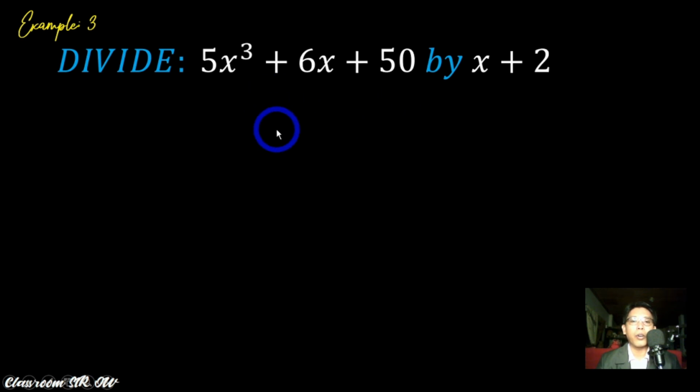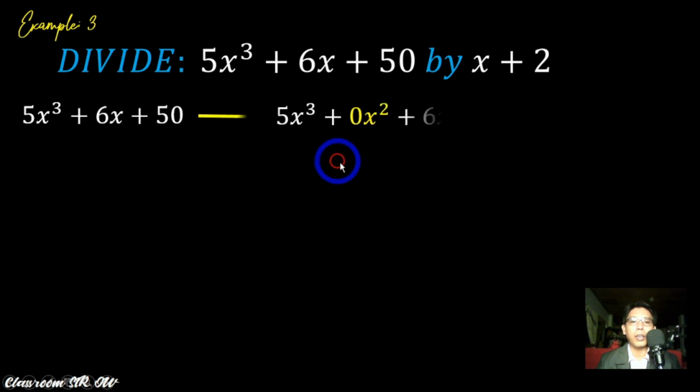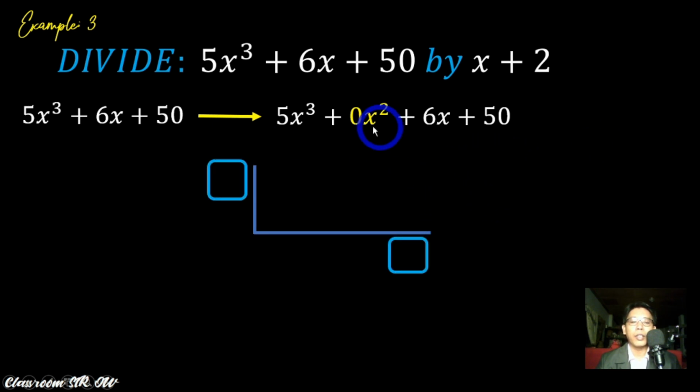here. So what we are going to do with the polynomial is that we will include the quadratic term, which is now 5x cubed plus 0x squared plus 6x plus 50. So this would be the polynomial that we are going to use in our synthetic division. So we will identify first the coefficients of the polynomial. So start with the cubic term or the degree 3. The coefficient is 5. And in our quadratic term, the coefficient is 0. And in our linear term, the coefficient is 6. And of course our constant, which is 50.